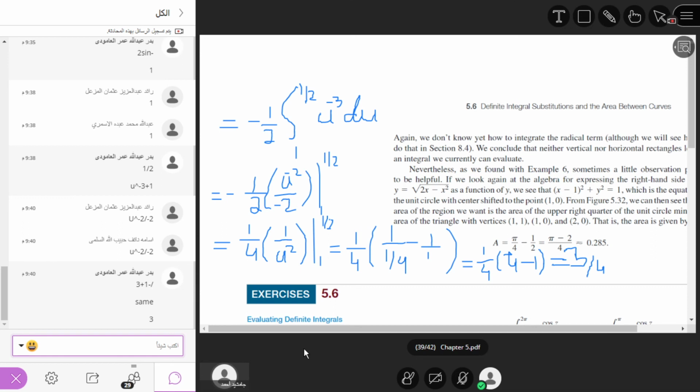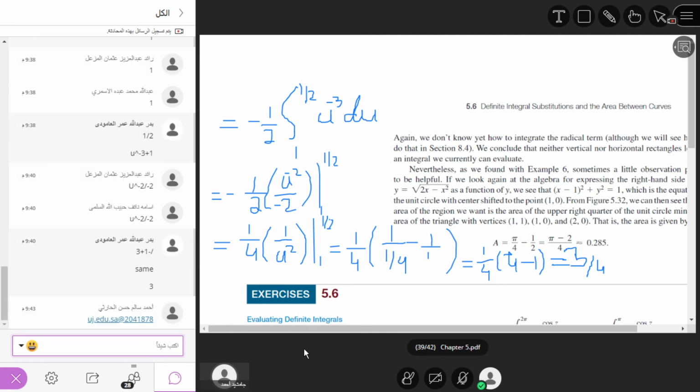Also, students, please send me an email address so that I can send you the solution manual of exercise 5.4. One student should send me his email address, and I shall send him the solution manual of 5.4, and he can share it with all the colleagues. Okay, Ahmed Salim, I am sending it to you. You share it with all the colleagues.